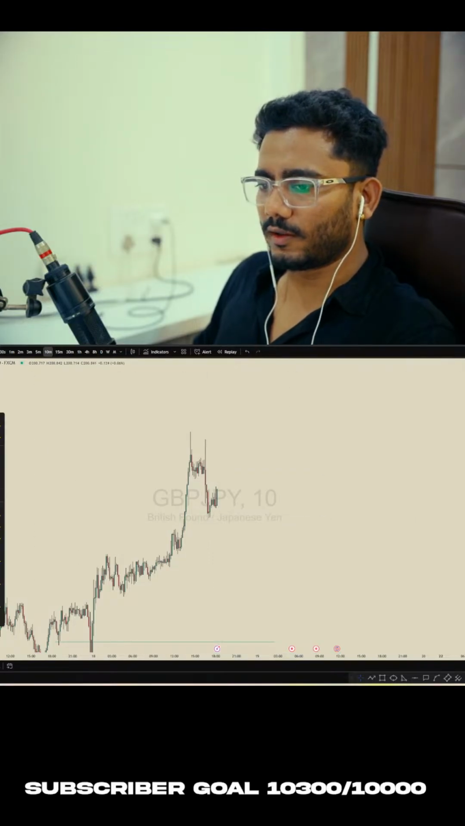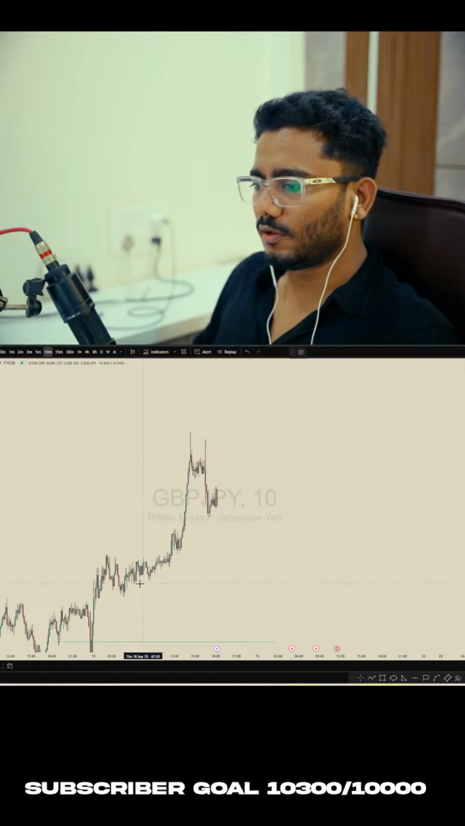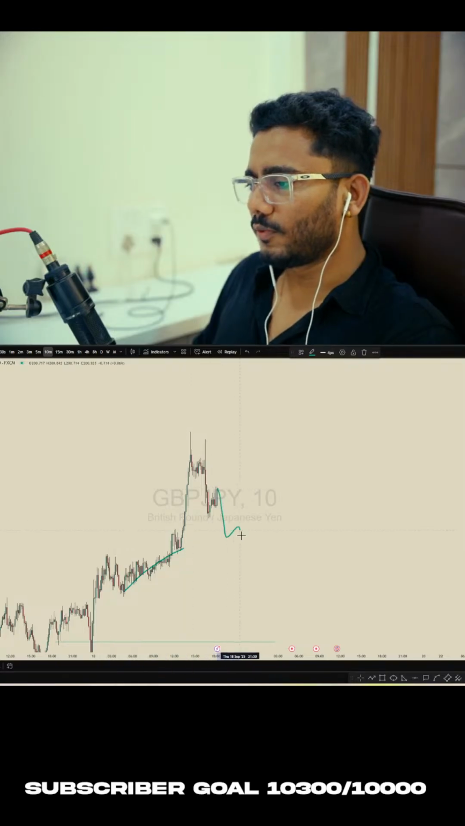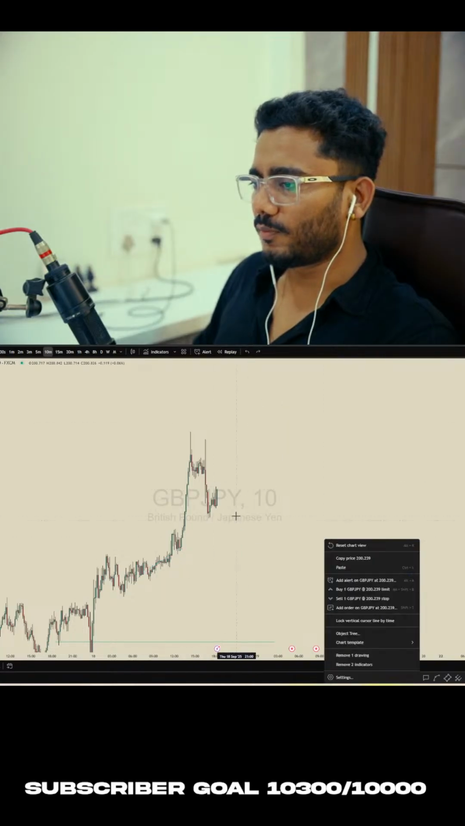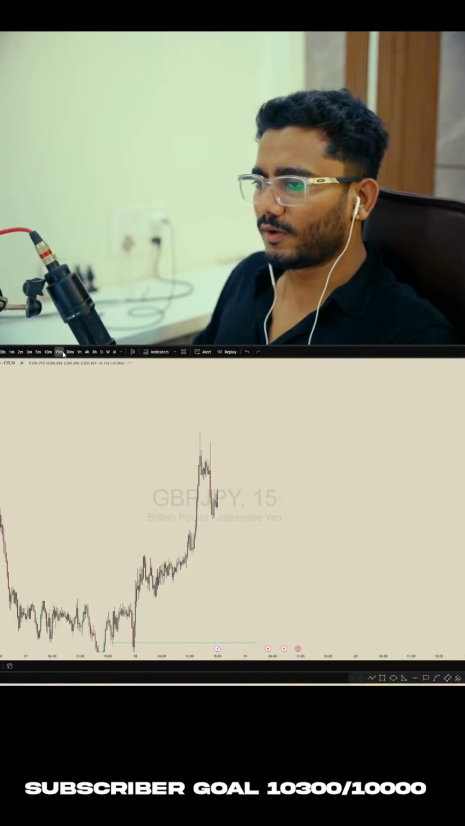We can look for an entry, but right now, because there is so much liquidity over here, price can take out these lows, then we could see a change of pattern. So right now, there is no entry. We want price to sweep some kind of liquidity, then we can look for entry.